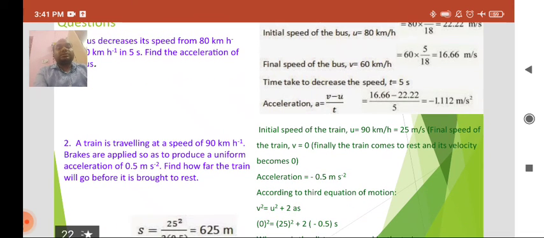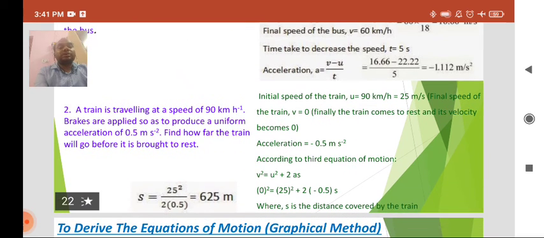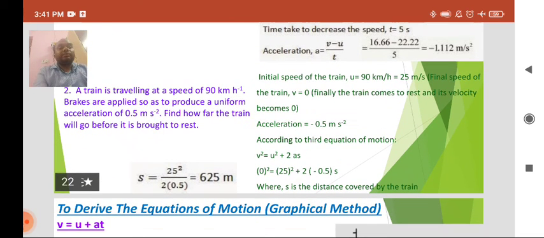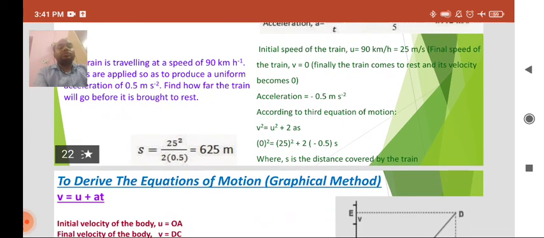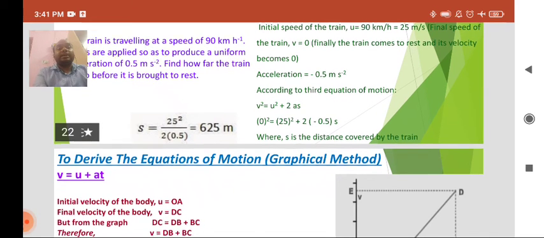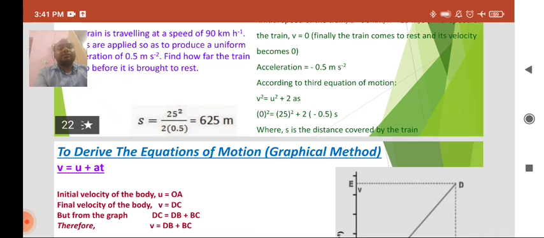Second question: find how far the train will go before it comes to rest. In this question, the values given are final velocity 0 and acceleration minus 0.5. So using the third motion equation, v square equals u square plus 2as, and using these values, you will get s equal to 625 meter, where s is the distance covered by the train.